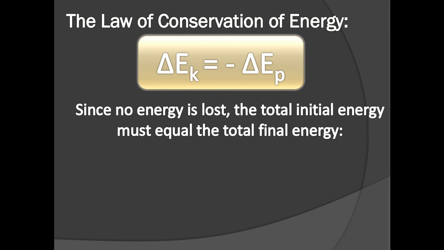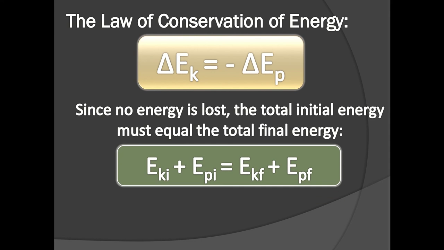So in a closed system, there's no energy loss. So the total initial energy must equal the total final energy. Again, this is only applicable to closed systems where you have an unchanged amount of energy. So in that case, we're going to have the following: the initial kinetic energy plus the initial potential energy is going to equal the final kinetic energy plus the final potential energy.